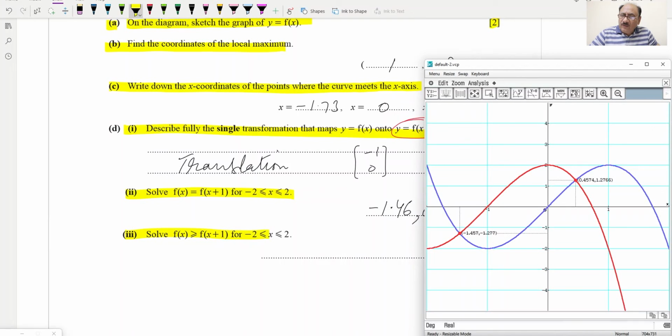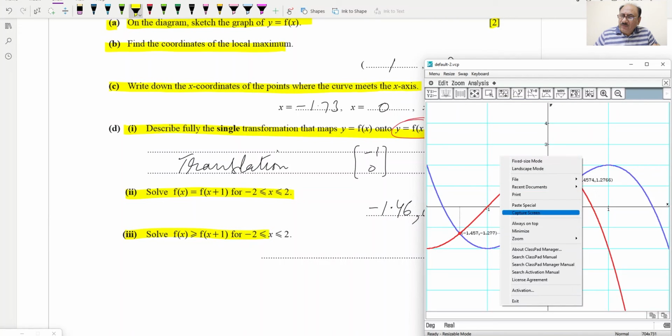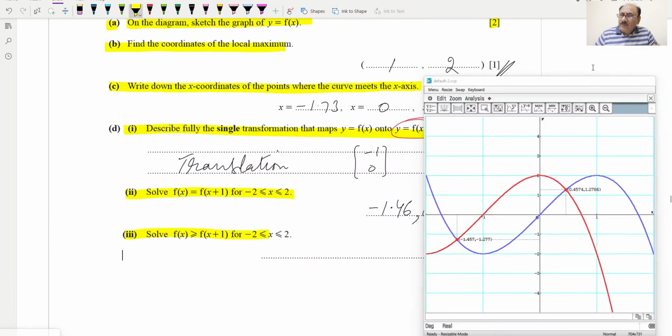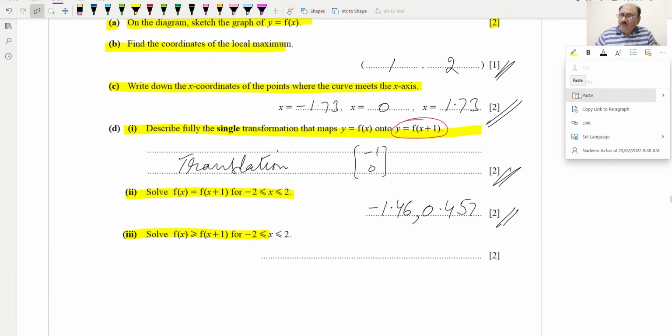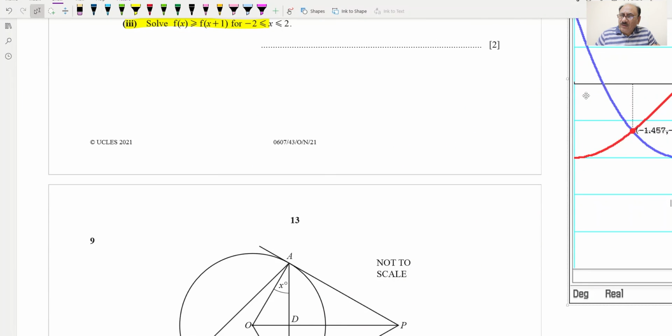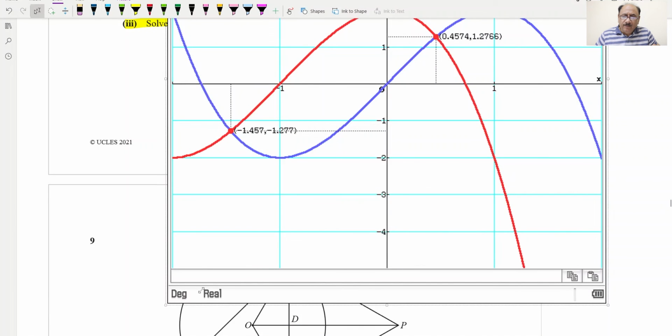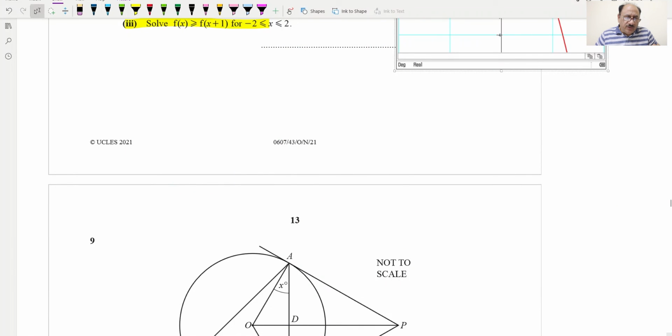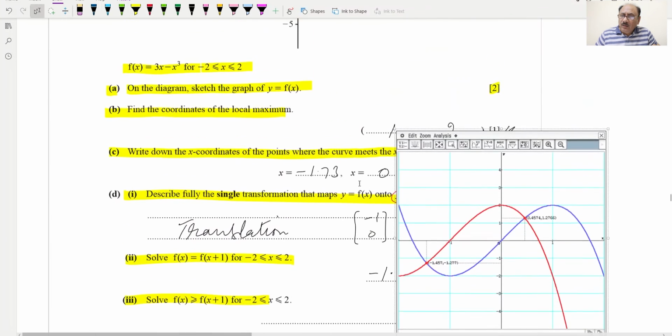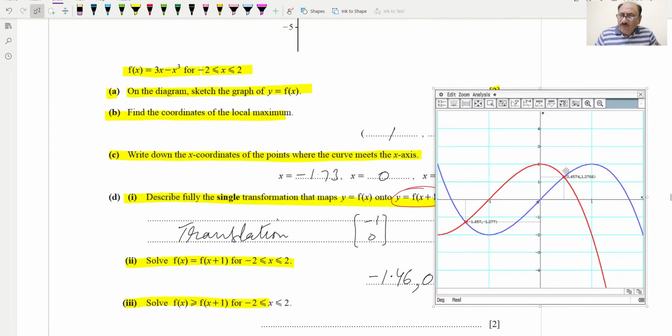So for that one, f of x is the blue curve and f of x plus 1 is basically the red curve, and we need to find where the red curve should be lesser than that. So what I will do, I will capture the screen. After that I will take it here and explain from the graph, and this is the screen which we have captured, and now we can discuss the graph from here.